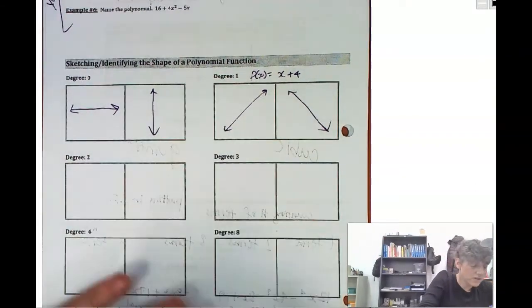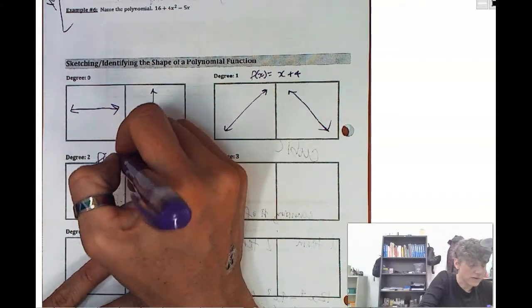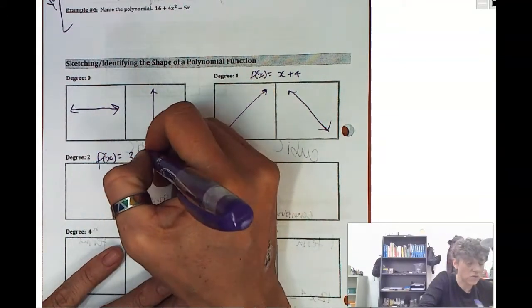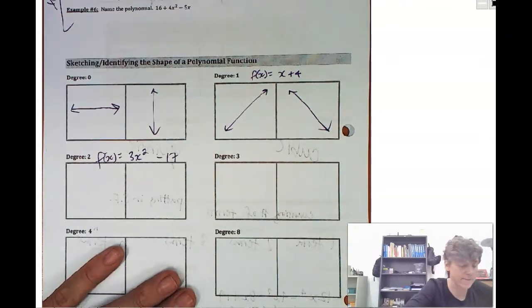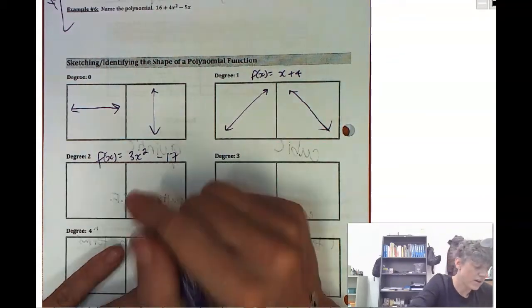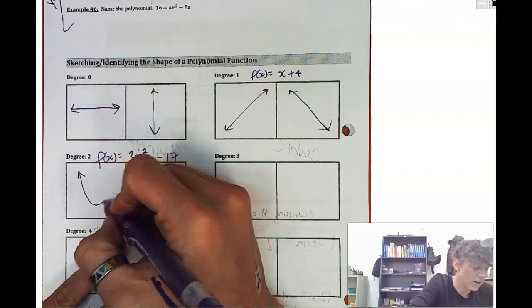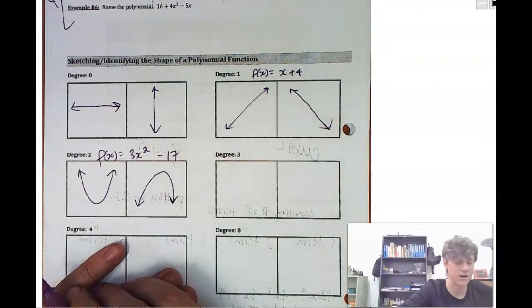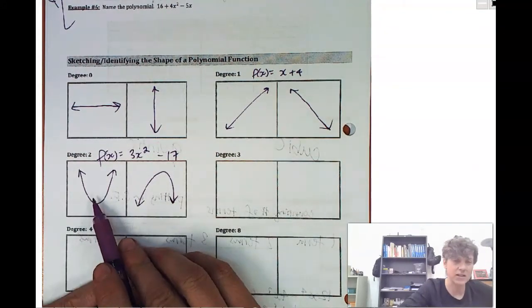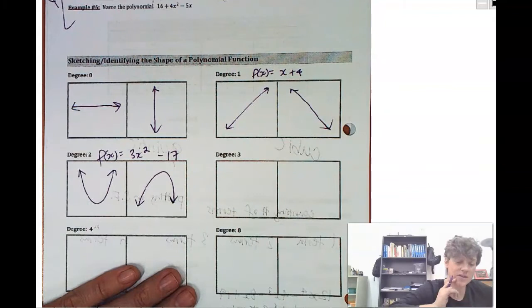Something with degree 2. An example would be 3x squared minus 17, something like that. We either have a parabola going up or a parabola going down, depending on our a term. If a is positive, it goes up. If a is negative, it goes down. Okay.